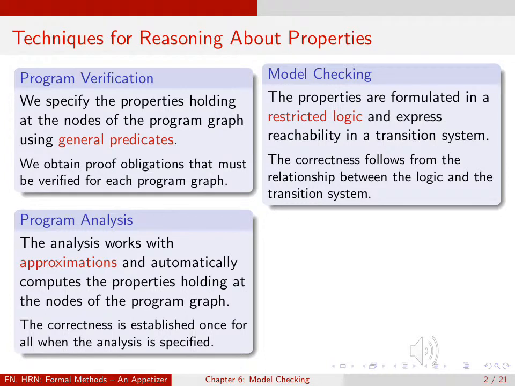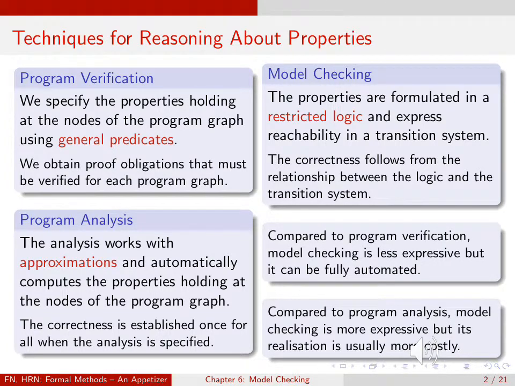Model checking is a technique that uses formulae in a restricted logic to express the properties that we're interested in, and then finding out whether or not these properties hold is based on reachability analysis within the model, which is here called a transition system. Model checking is not quite as expressive as program verification, but it can be fully automated. Model checking is generally more precise than program analysis, but the complexity of performing model checking is often much higher.